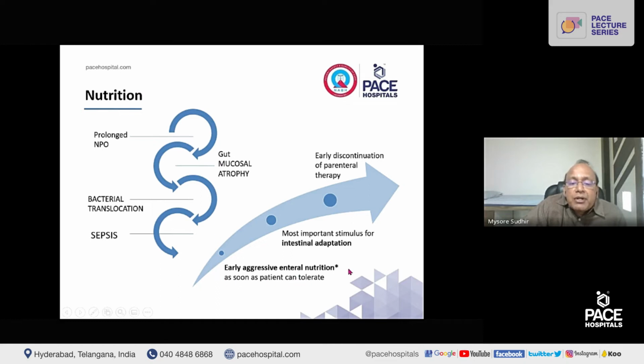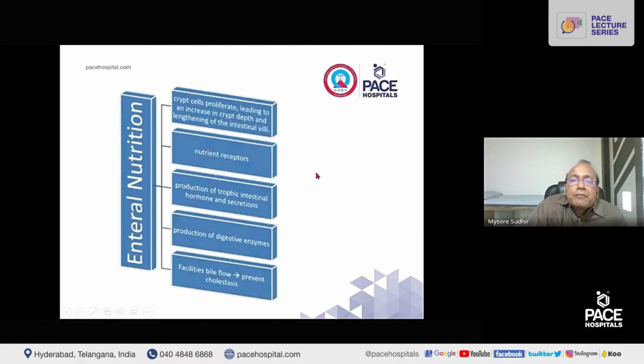Early aggressive nutrition is important as soon as the patient can tolerate. It is the most important stimulus for adaptation. As I told you, intestinal adaptation occurs, so we have to compensate with the nutrition appropriately, not overload. And then, afterwards, once the enteral nutrition starts, we gradually discontinue the parenteral nutrition.